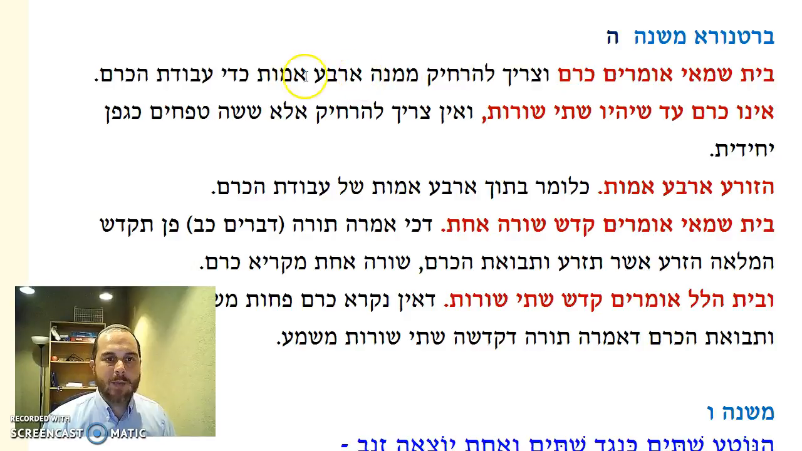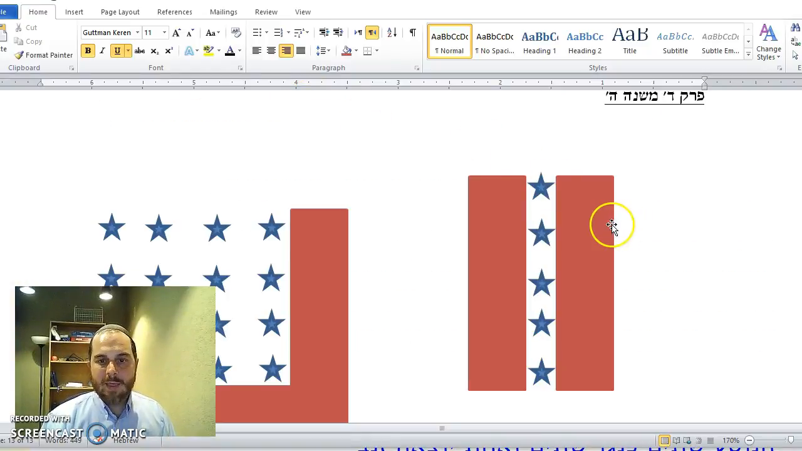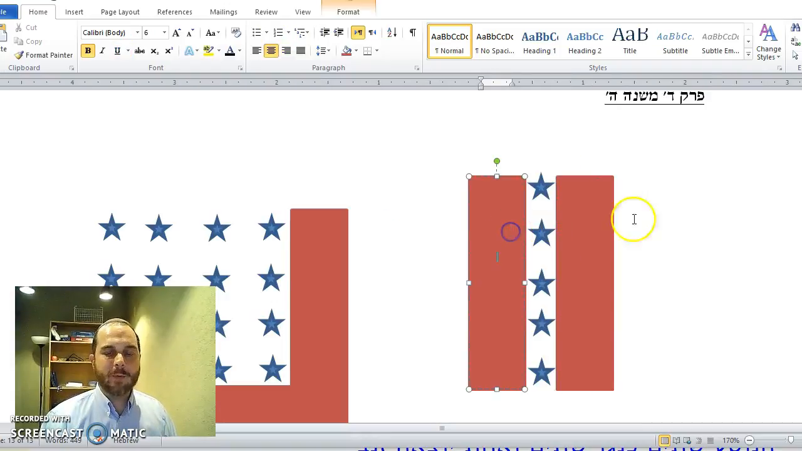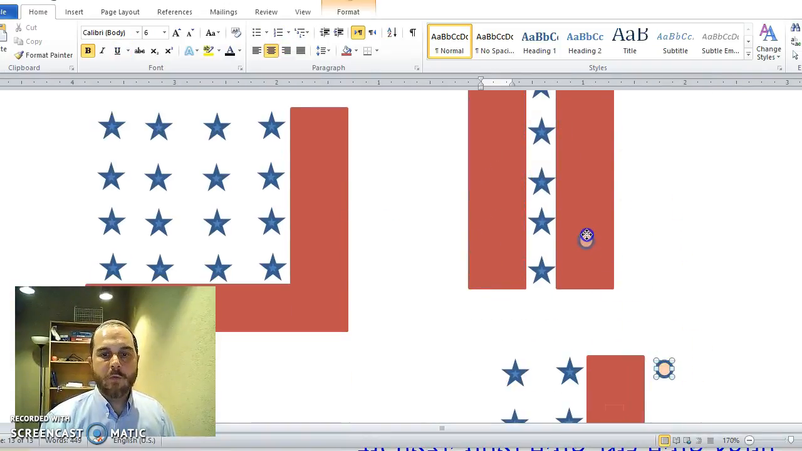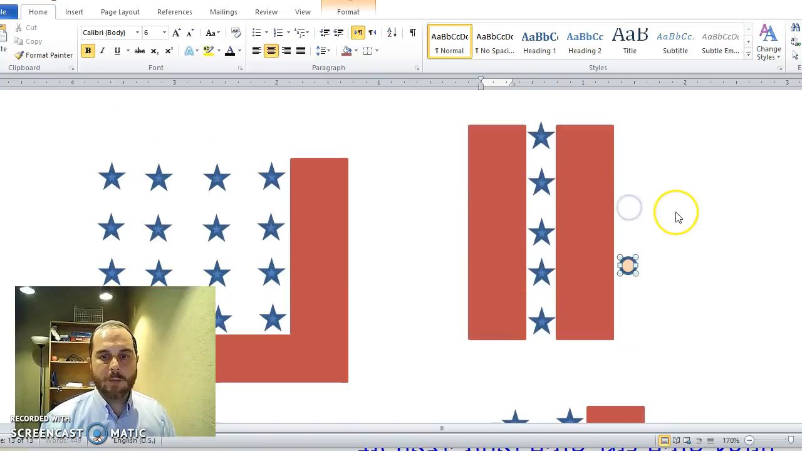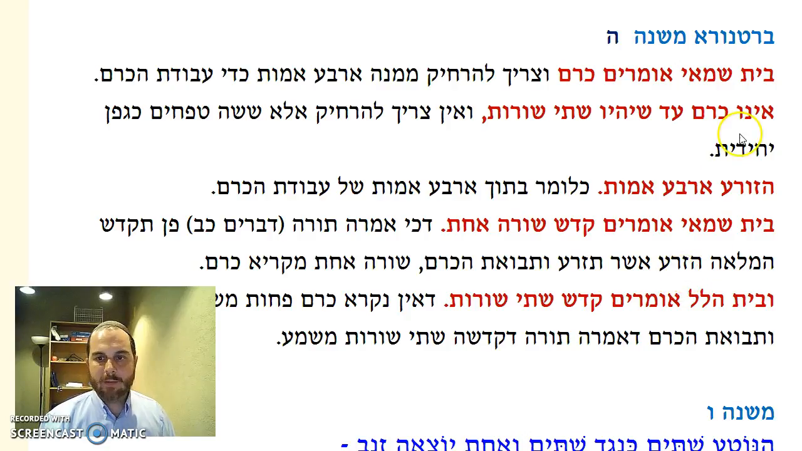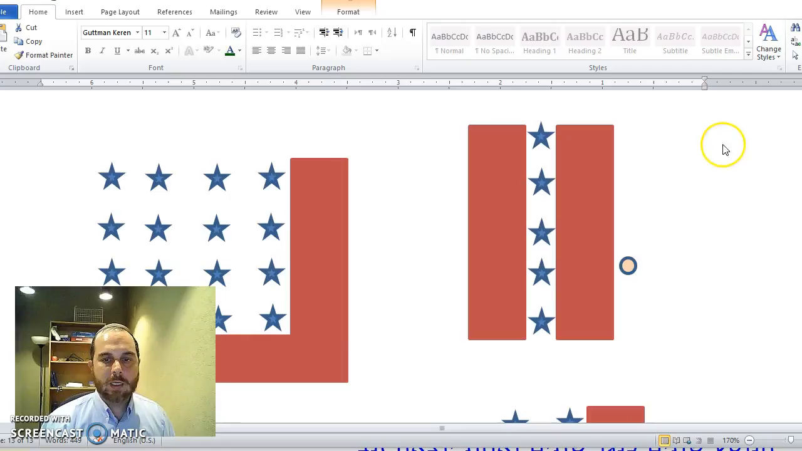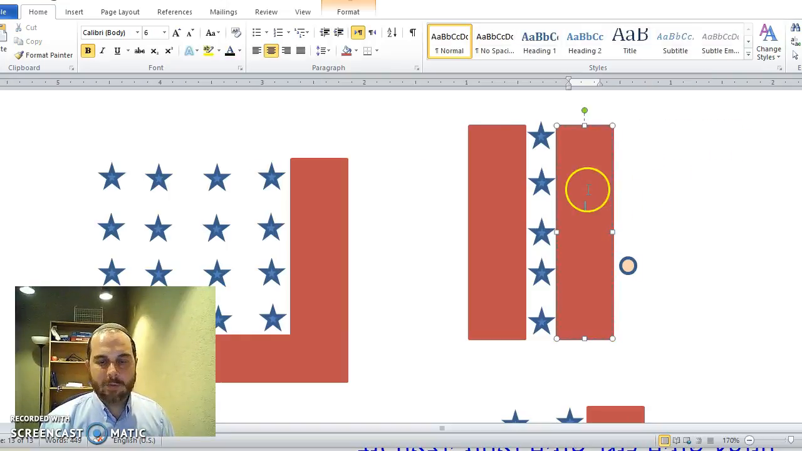V'tzarich laharchik mimena 4 amot kedei avodat kerem. That means that I have to distinguish, I have to separate, I can't plant anything within 4 amot, like avodat kerem. But Beit Hillel says, "Eino kerem ad shtei shurot." Therefore, ein tzarich larchik ela 6 tvachim kegefen yechidi. According to Beit Hillel, so this is according to Beit Shammai.